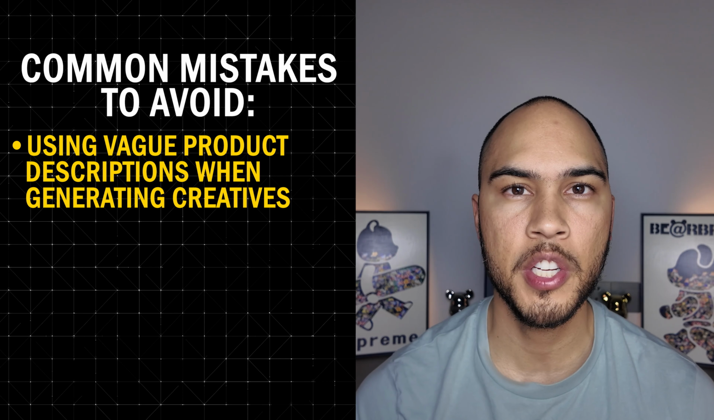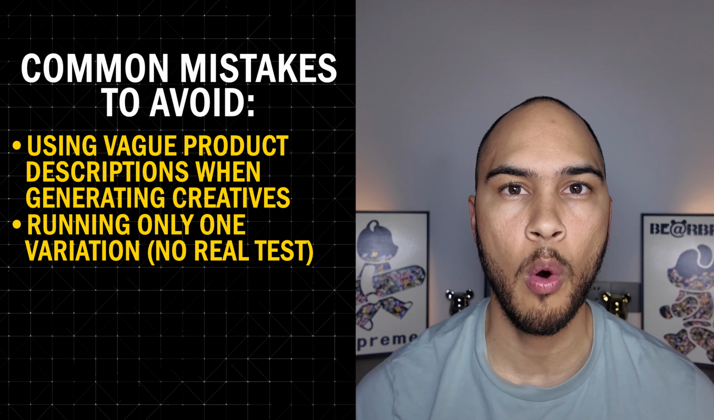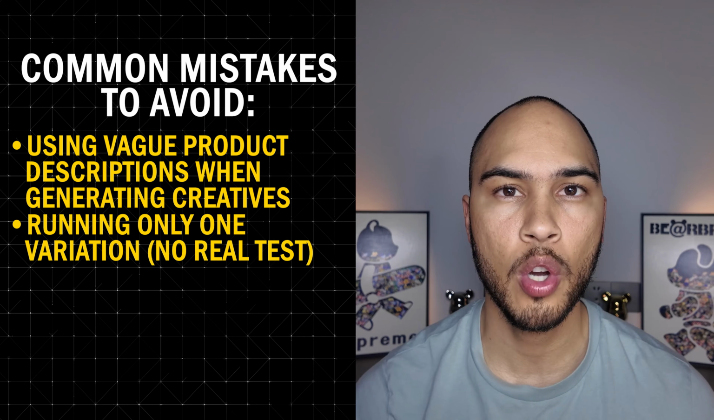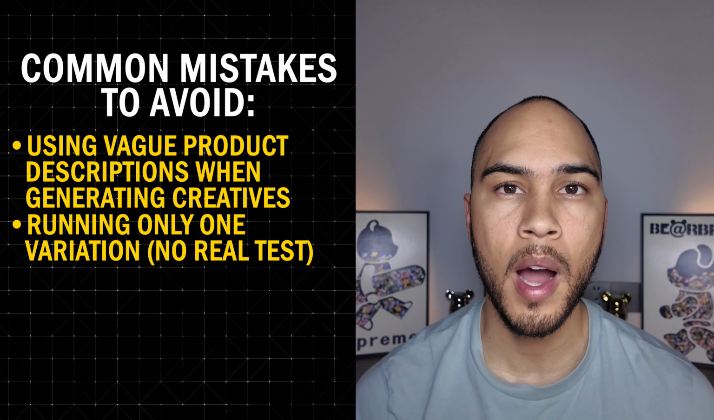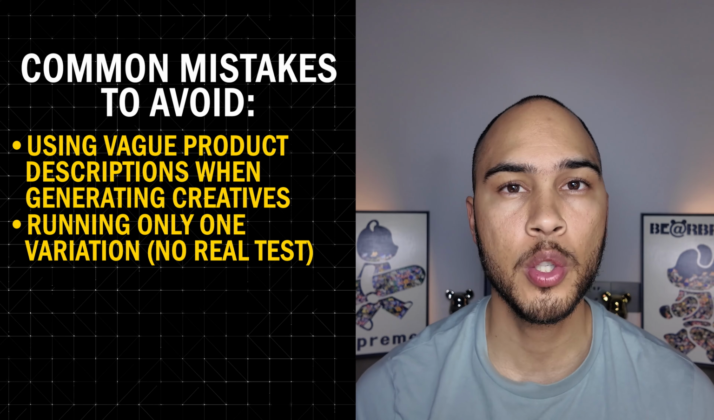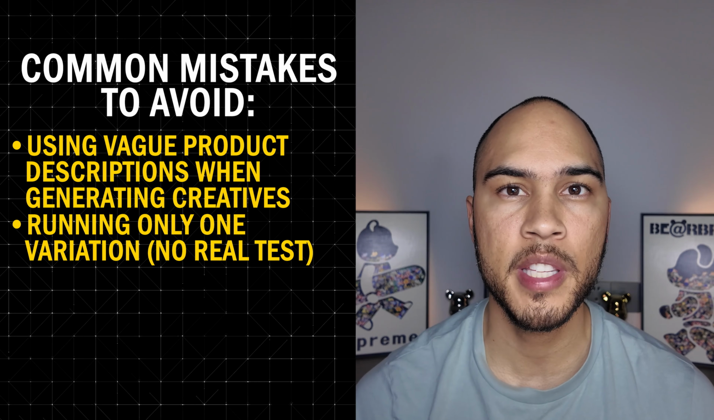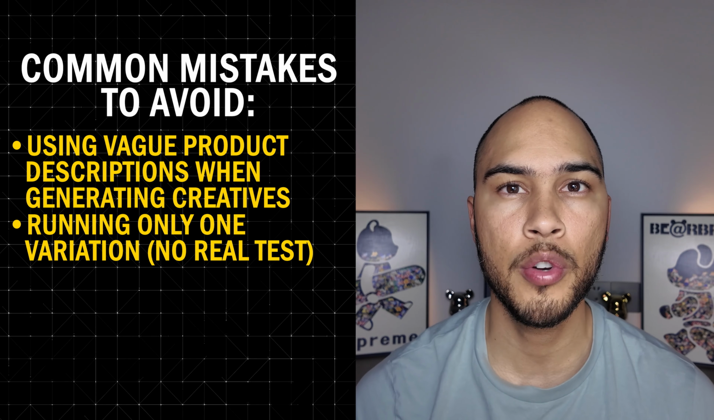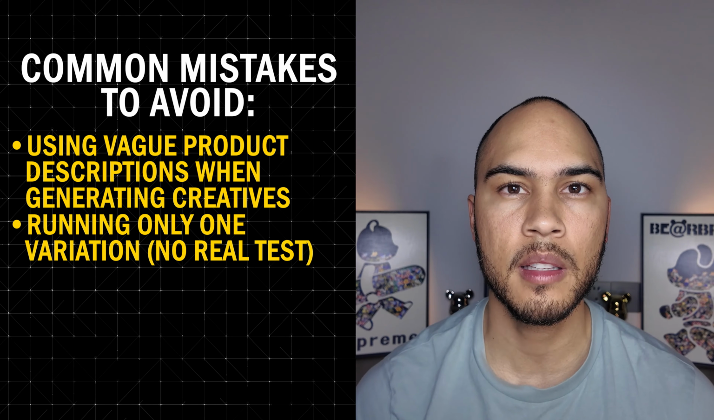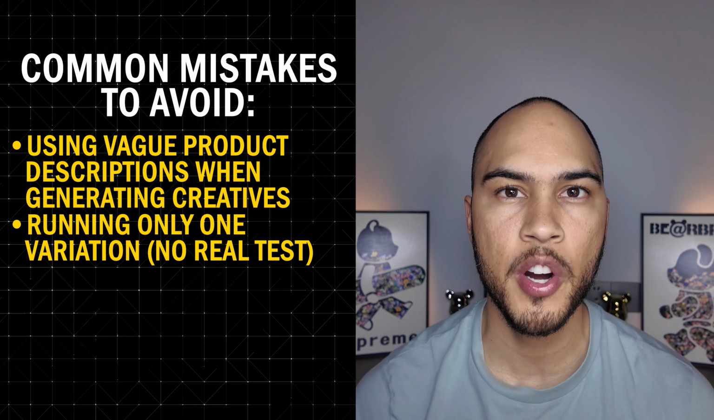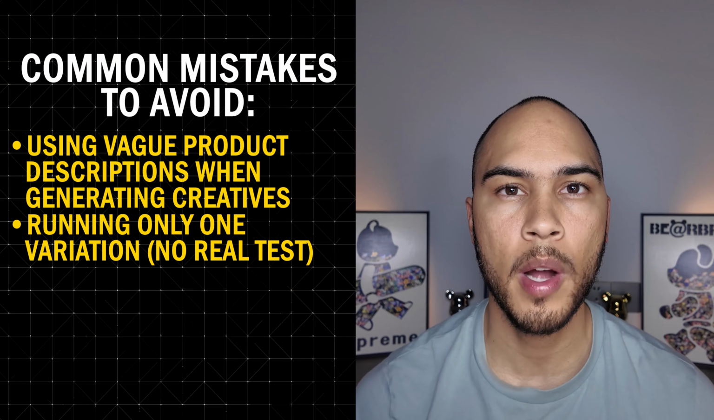Include who the product is for, the exact problem it solves, a clear benefit or transformation, and any unique feature or differentiator. Secondly, running only one variation. Why is this a problem? If you run only one creative or one version, you're not testing, you're guessing. You have no baseline to compare against, so you can't tell why something worked or didn't. What to do instead? Always test 2 to 3 headlines, 2 to 3 primary text variations, and 2 to 3 visuals. Keep everything else the same, so you're isolating one variable at a time.